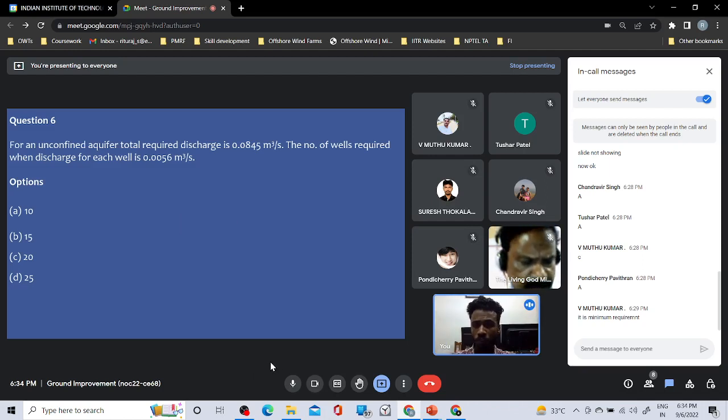So the sixth question is, for an unconfined aquifer, the total required discharge is 0.0845 meter cube per second. So the number of wells required when each well discharges 0.0056 meter cube per second. Basically you need to calculate the number of wells. The total required discharge is given, and for each well the discharge is given. So I guess it's pretty clear. You can give the number of wells which will be required.